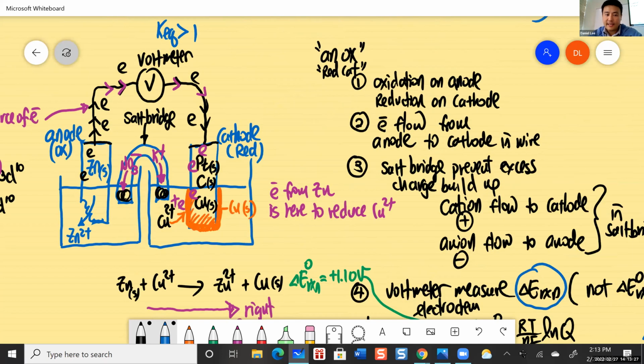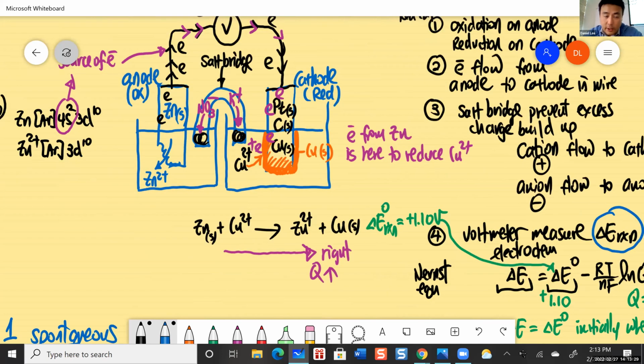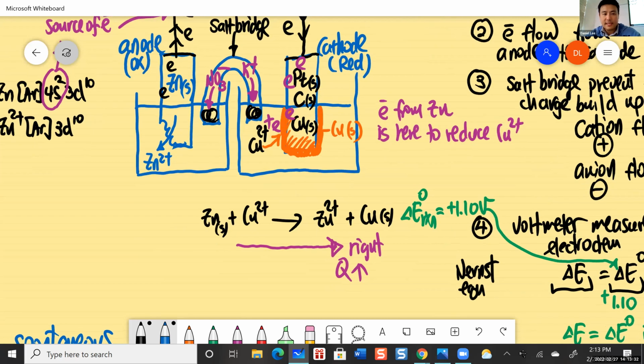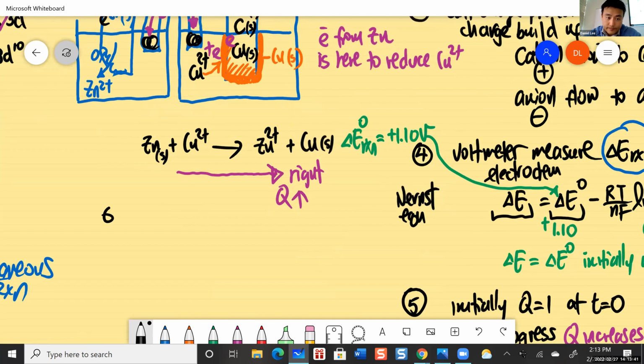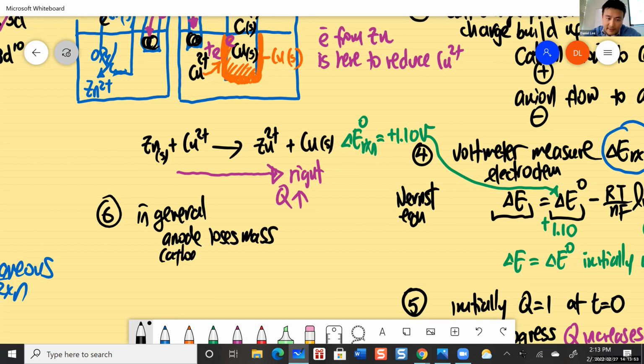Next thing I'm going to label here: I said the anode loses mass because zinc dissolves as it oxidizes, and the cathode gains mass. Now that is not always true. So I'm going to say in general, that's not always true though, yeah? It depends on the reaction. Anode loses mass, and cathode gains mass, but only in general. So it depends on the reaction, look for the reaction, yeah?